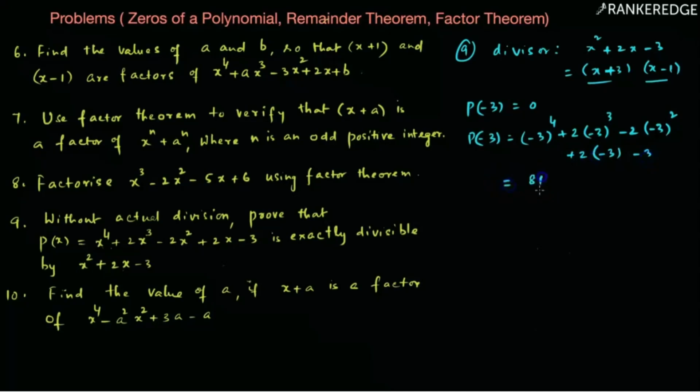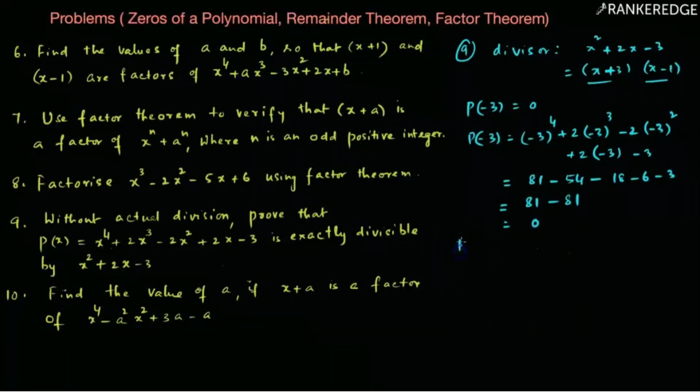So this is what? 81 minus 54 minus 18 minus 6 minus 3. So this is 81 minus all these added together, clearly is minus 81. So this is equal to 0. So x plus 3 is a factor of that polynomial.